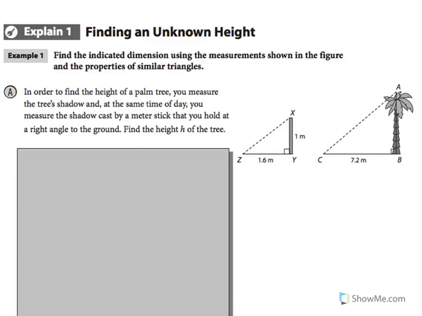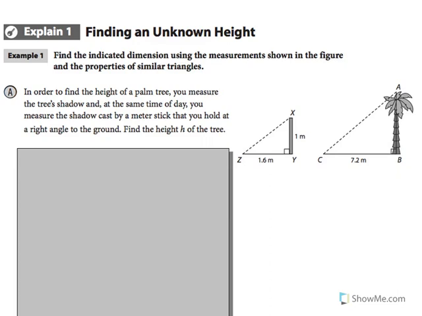Find the indicated dimension. Use the measurements shown in the figure and the properties of similar triangles. In order to find the height of a palm tree, you measure the tree's shadow, and at the same time of day, you measure the shadow cast by a meter stick that you hold at a right angle to the ground. Find the height of the tree.